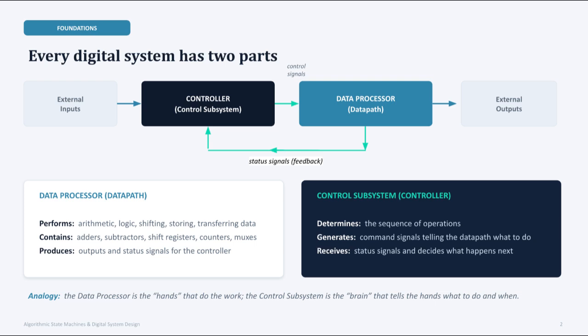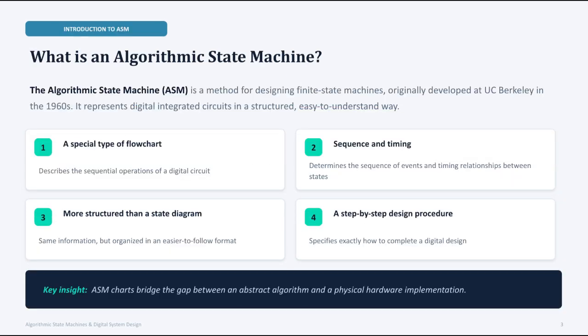With that partition in mind, we need a formal way to design the controller side, and that's exactly what the Algorithmic State Machine gives us. The Algorithmic State Machine, or ASM, is a method for designing finite state machines that was originally developed at UC Berkeley in the 1960s. At its core, an ASM chart is a special type of flowchart used to describe the sequential operations of a digital circuit.